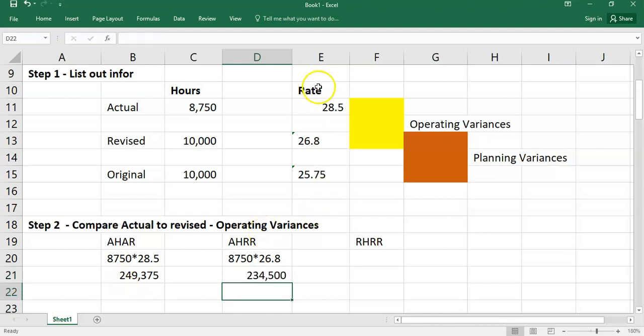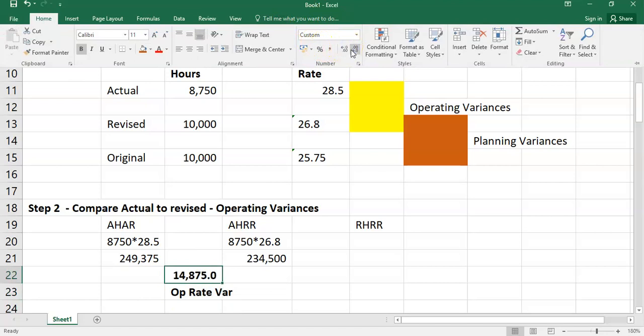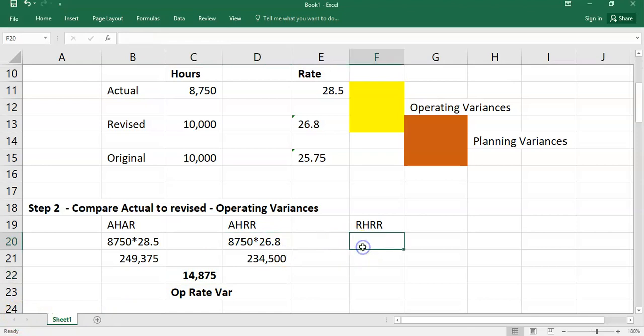So their benchmark should have been 26.8. They still missed that, so it's going to be adverse. And it's going to be adverse to the tune of 14,875. And we call that the operating rate variance. That's what you call that, the operating rate variance. If you bring that out, just to make sure there's no decimal, 14,875.